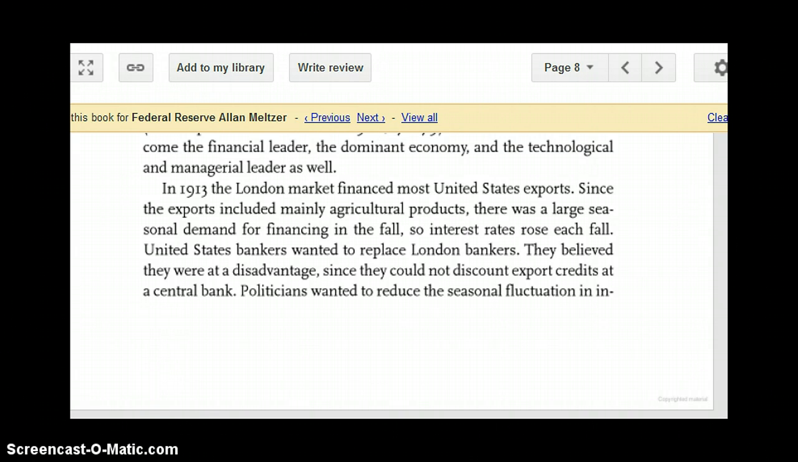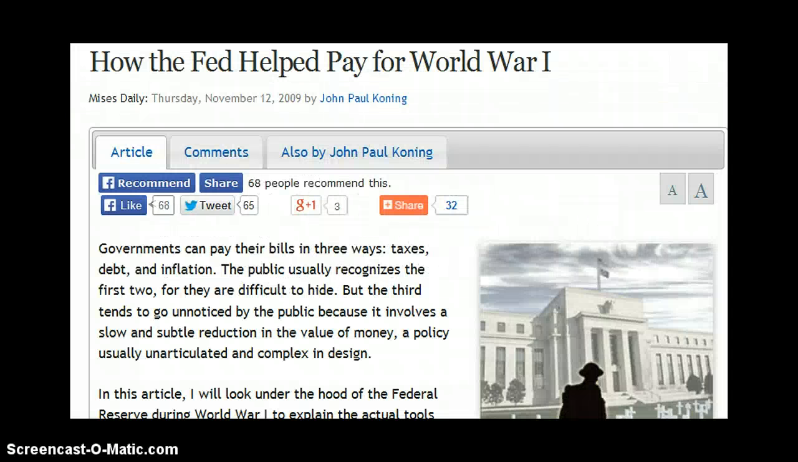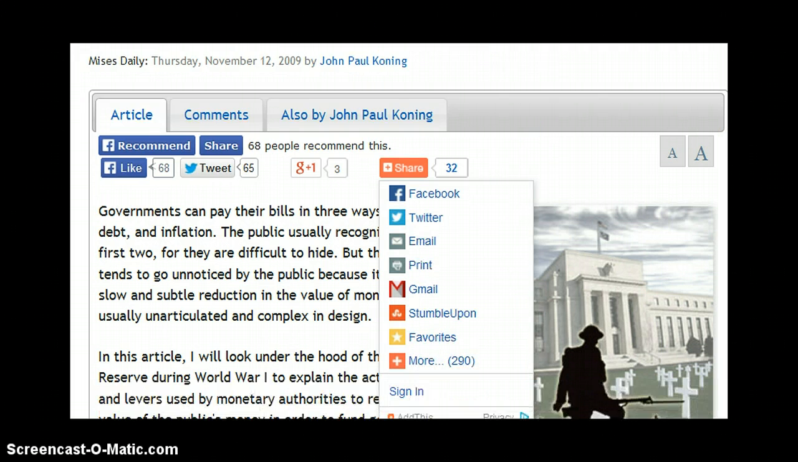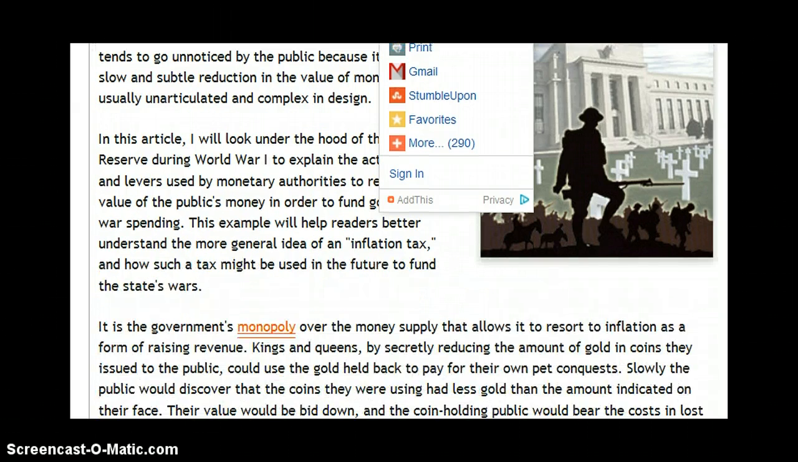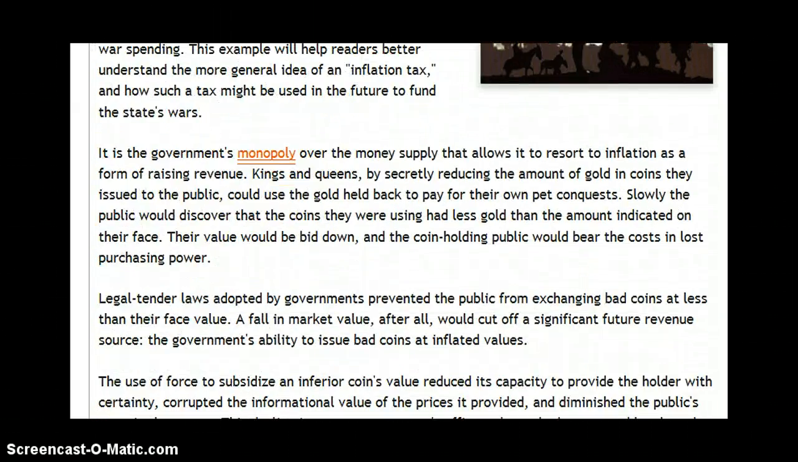Let's look at some of the reasons how the Federal Reserve has, number one, expanded our currency, or created an elastic currency, by spending all this money on the warfare state and the welfare state. Now let's look at this. How the Fed helped pay for World War I, by John Paul Koenig of the Mises Institute, or Mises.org. Let's go all the way down.